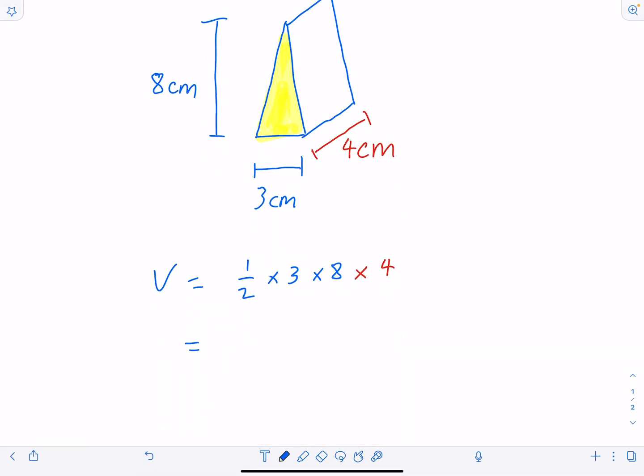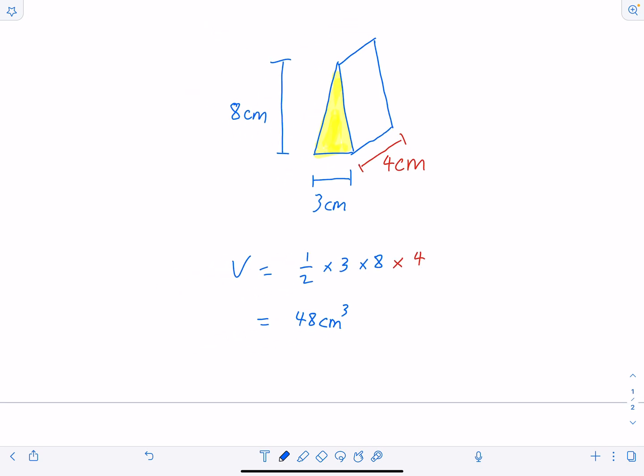So half times 3 times 8, that's going to be 12. And then we're going to times that by 4. So 12 times 4 is 48. And again, in this example, we're working with centimetres. So we've got centimetres cubed.